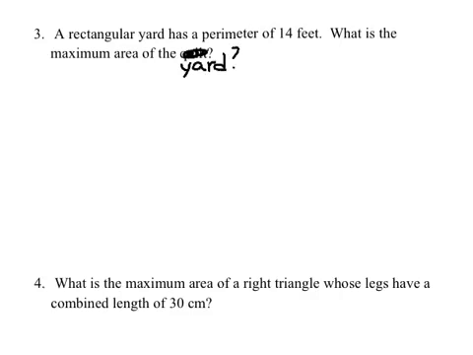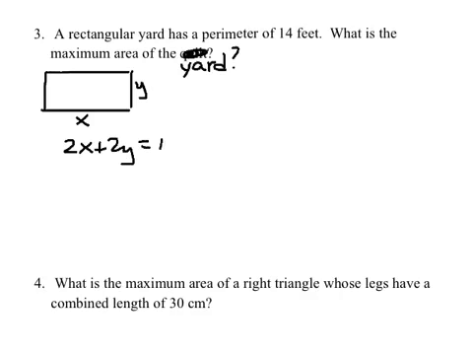Okay, so again, I'm going to come up with two different equations here. One of them, it says the rectangular yard has a perimeter of 14 feet. So if we're talking about a rectangular yard, let's call this x and this y. So the perimeter would be 2x plus 2y equals 14. And the area is, that's our extreme. So area, as we all know, would be x times y.